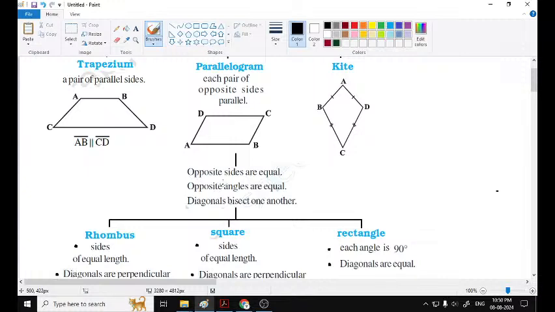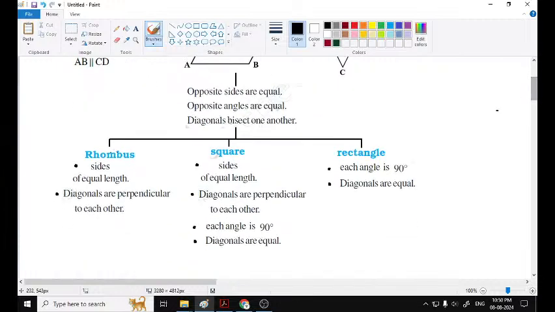These are properties of parallelogram. Opposite sides are equal, opposite angles are equal, diagonals bisect each other. Now these 3 are types of parallelogram. So these will satisfy these conditions or properties of parallelogram, and additionally they have some of their own properties. So rhombus is a parallelogram, so its opposite sides are equal, opposite angles are equal, diagonals bisect each other, and diagonals are perpendicular to each other. This is its extra property, and all sides are equal.